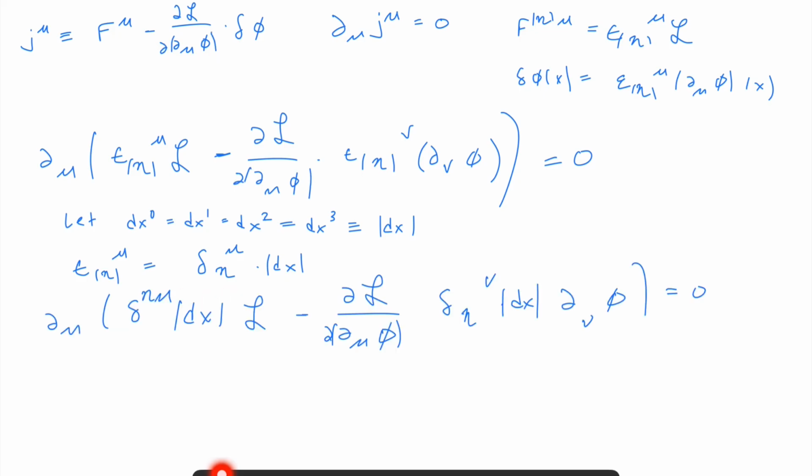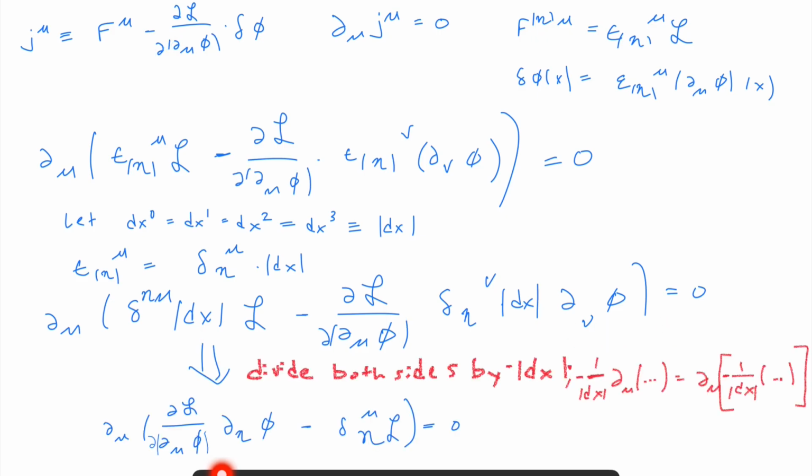Now I'm going to rewrite this using this little formula for epsilon. So d mu of, now instead of writing epsilon like this, I'm going to write delta of n mu. This is all the same delta, I'm just raising things here. Multiplied by dx L minus this derivative here. Here I'm going to use this delta function again, and keep this the same, is equal to 0.